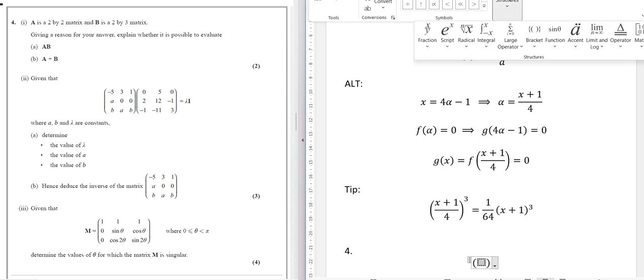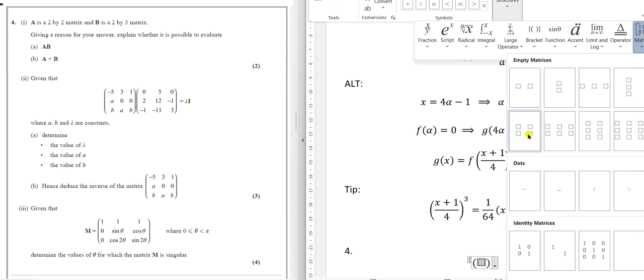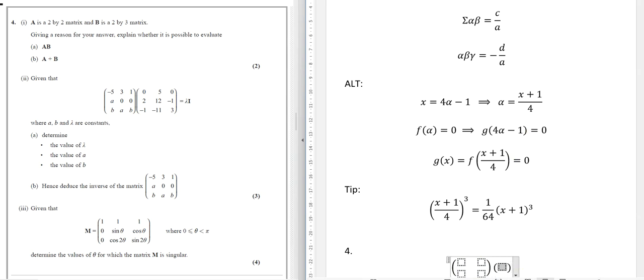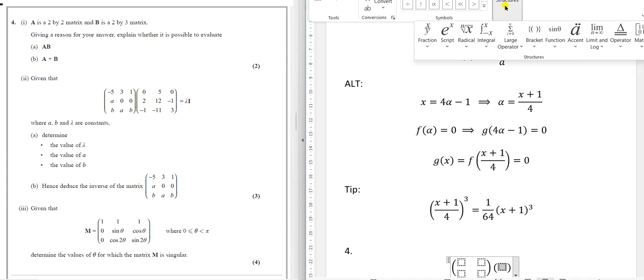If we have a 2 by 2 matrix, that means 2 rows, 2 columns. A 2 by 3 matrix means 2 rows and 3 columns.